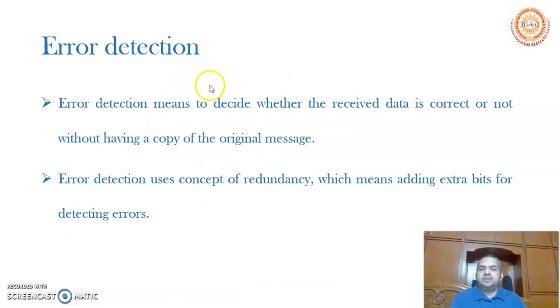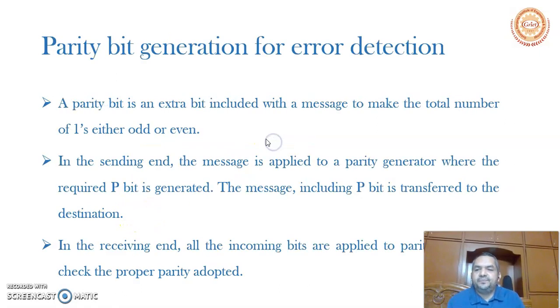Error detection means deciding whether the received data is correct or not, without having a copy of the original message. If the original message were with me, there would be no need to detect the error. Normally the original message is not with me at the destination or receiver end, yet I should know that there is an error. Error detection uses the concept of redundancy, which means adding extra bits for detecting errors. We use a method called parity bit generation for error detection, which can tell us that there is an error at the receiver end.